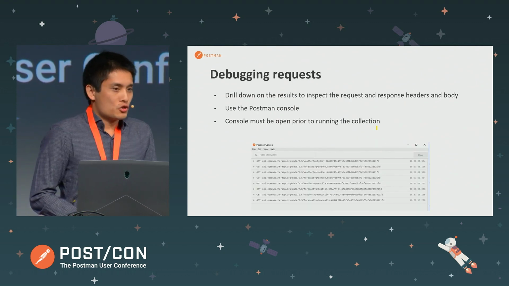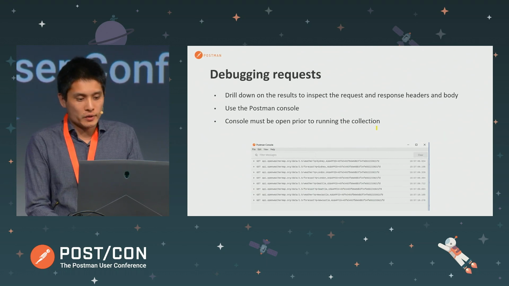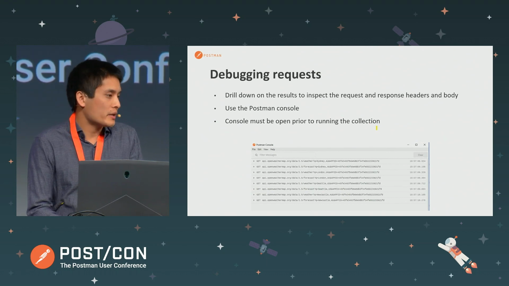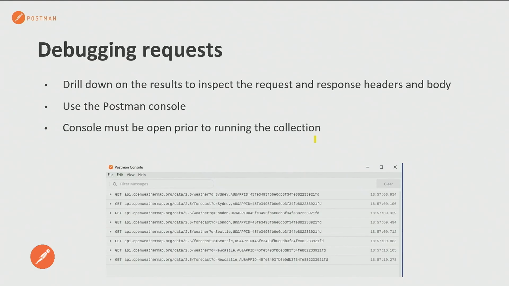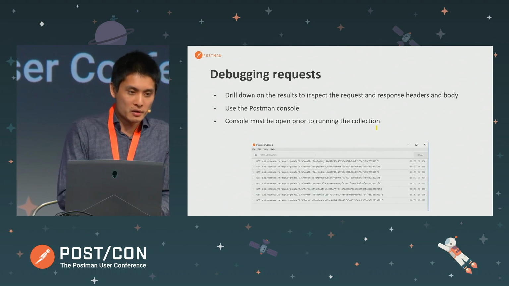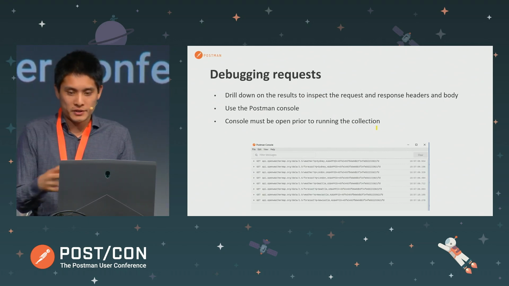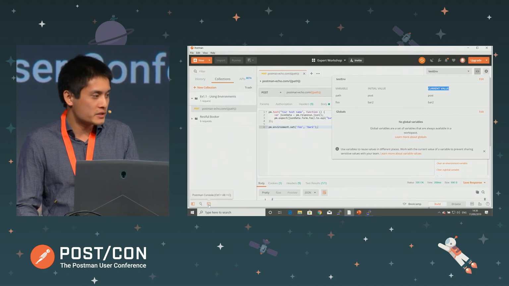Now, during those collection runs, you might find that things don't behave as we expect. And so one way we can debug our requests is by using the Postman console. The console allows us to drill down on the results and also to inspect requests and response headers and the body as well. But to use the console, or for anything to be displayed on the console, you must have the console open before you run the collection. Otherwise, nothing goes there.